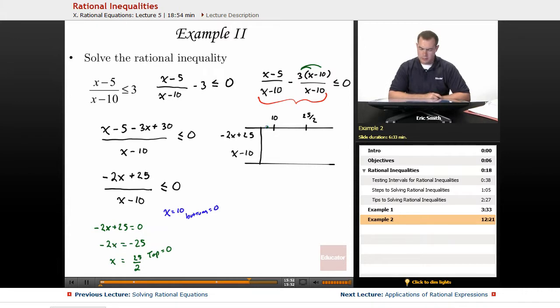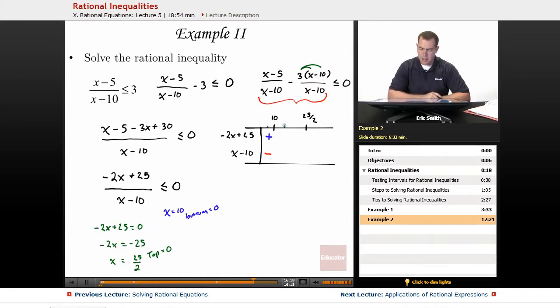All right, so let's grab some sort of test value that is less than 10. So one thing I can see here is maybe I plug in a 0, that's less than 10. If I plug that in for the first one, I'd get a positive 25. If I plug 0 in for the other one, I'd get a negative 10. So there's my sign for that one. All right, on to the middle interval. I need something between 10 and 25 halves. Well, I think 11 will work out just fine.